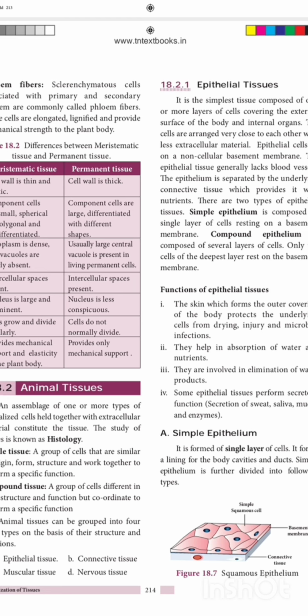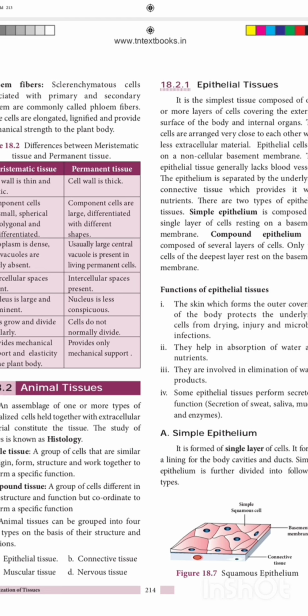There are 2 types of epithelial tissues. Simple epithelium is composed of a single layer of cells resting on a basement membrane. Compound epithelium is composed of several layers of cells. Only the cells of the deepest layer rest on the basement membrane. Let's see the function of epithelial tissues first.